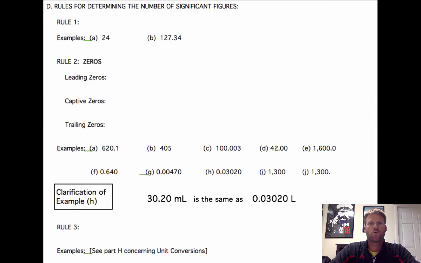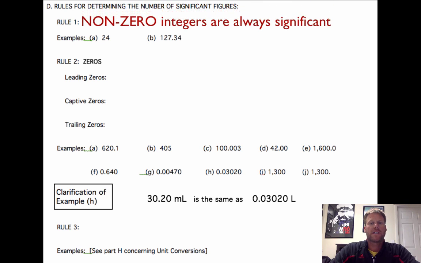Now we have to discuss the rules of determining the amount of sig figs in a number. The rules are best understood by looking at examples. Rule 1 is that any integer that is not 0 is significant. For example, 24 would have 2 sig figs. Both 2 and 4 count as sig figs because they are not 0.